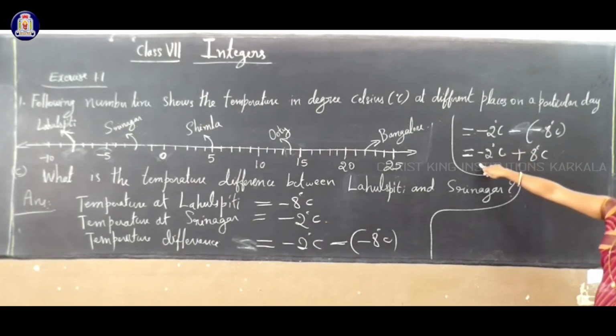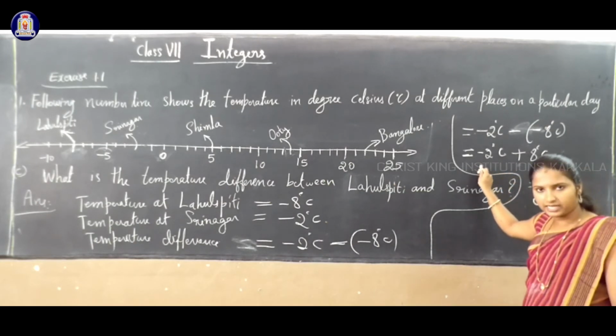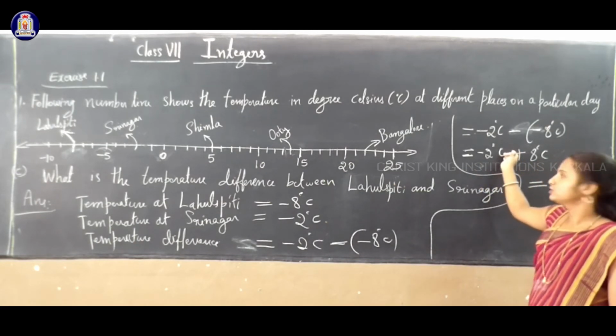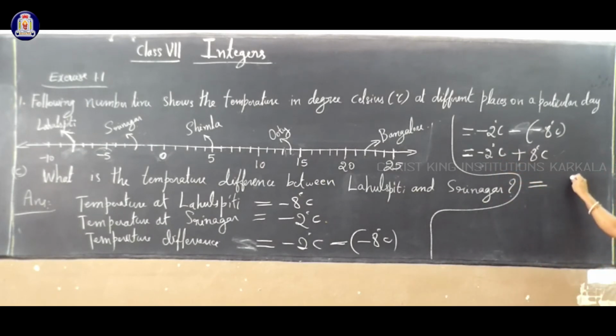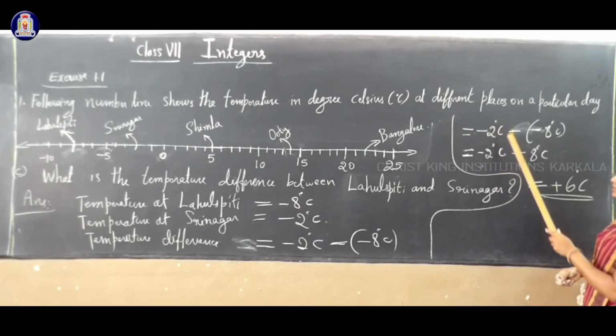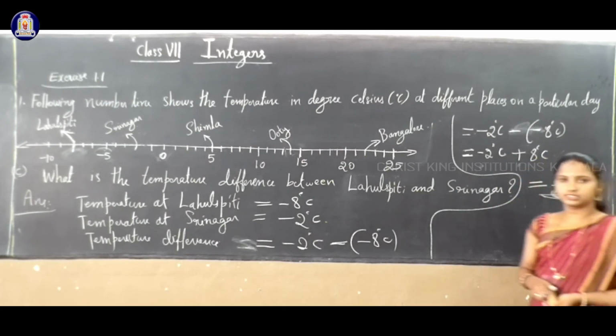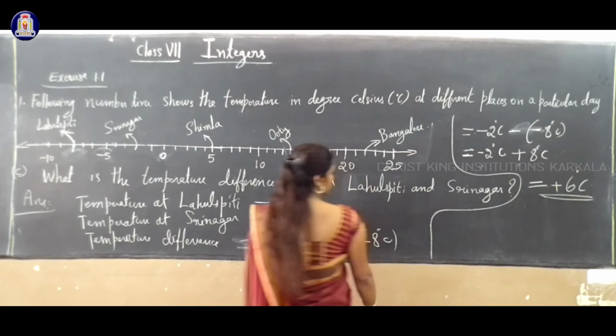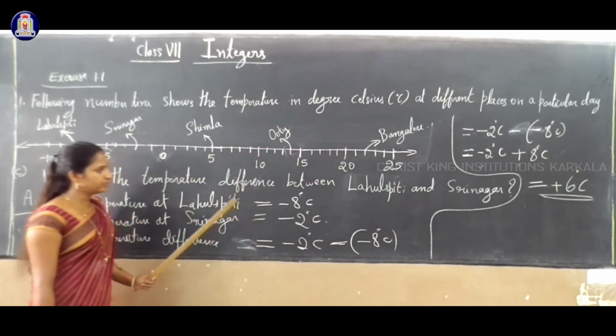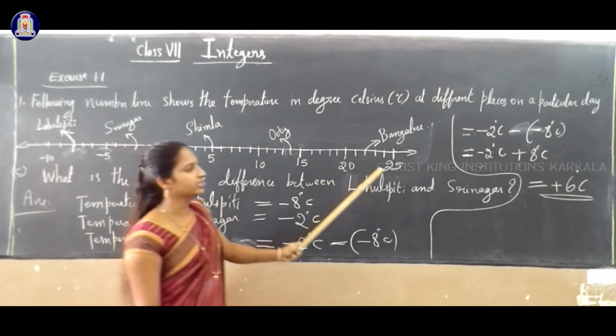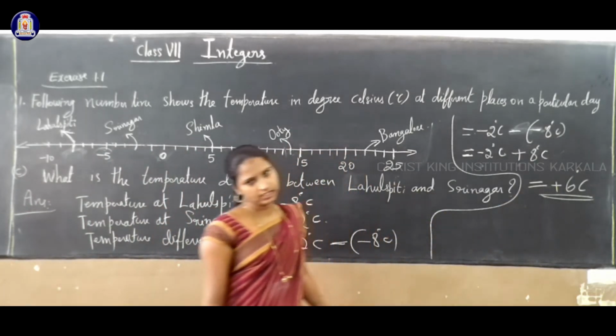The signs are plus and minus. So what do you have to do? If you get different signs, then you have to subtract. Clear? So 8 minus 2 is 6 degree Celsius. The greater number is 8, and that sign is plus. So -2 degree Celsius plus 8 degree Celsius gives plus 6 degree Celsius. Correct? Therefore, the difference between Lahaul Spiti and Srinagar is plus 6 degree Celsius.